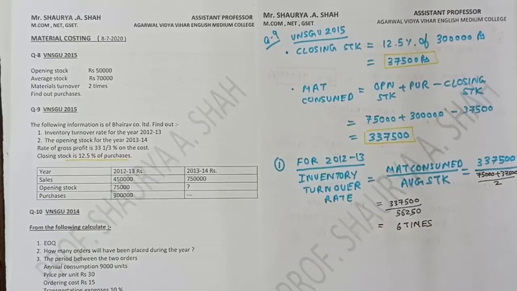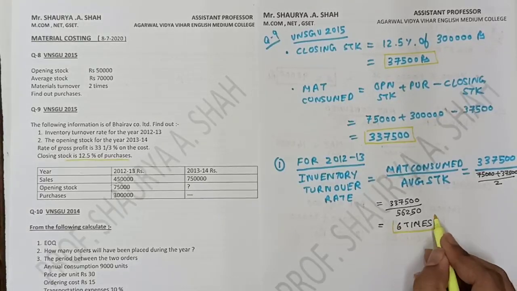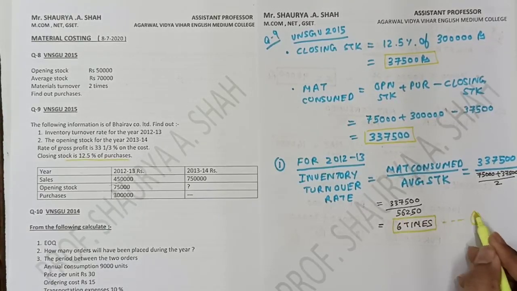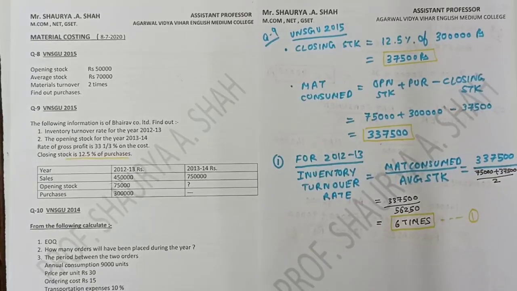So what is the answer for inventory turnover rate? Inventory turnover rate is my 6 times. This is the very first thing which is asked in your university sum. I hope everyone is clear with this part, right? So formula remains the same, the sum changes and the figure changes, right?